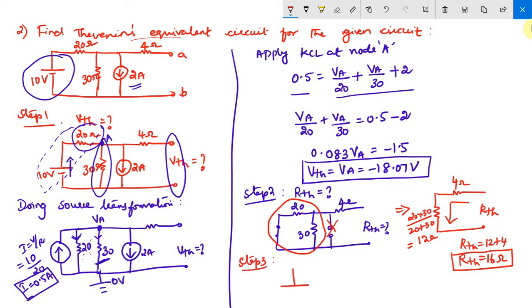So VTH is in series with your RTH, and the load terminals are going to be A and B, right? So what is your VTH? VTH is minus 18.07 volt, and what is your RTH? RTH is equal to 16 ohm. So this is your equivalent circuit, the Thevenin's equivalent circuit for the given circuit.